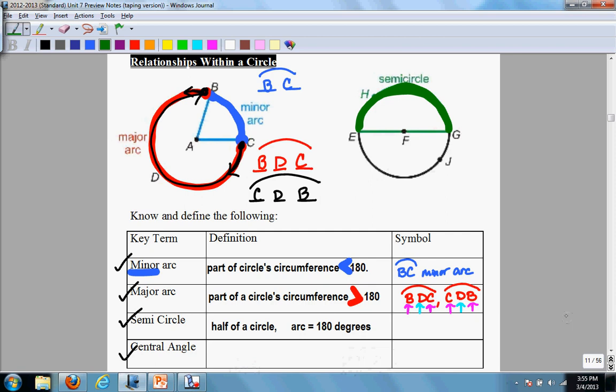So for a semicircle, we use 3 letters. You must use 3 letters. So I could call this semicircle EHG, or I could go the other way, GHE. That names a semicircle.